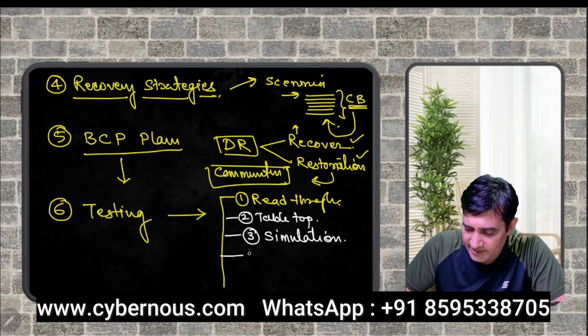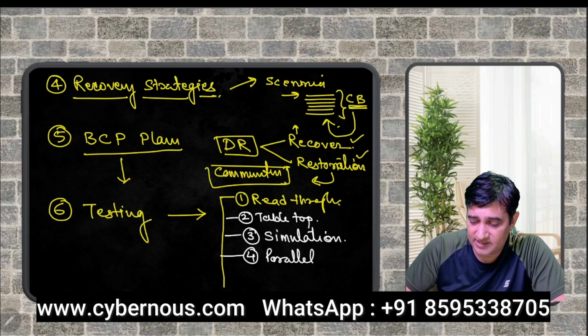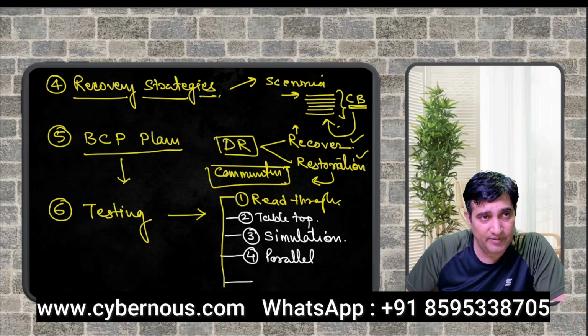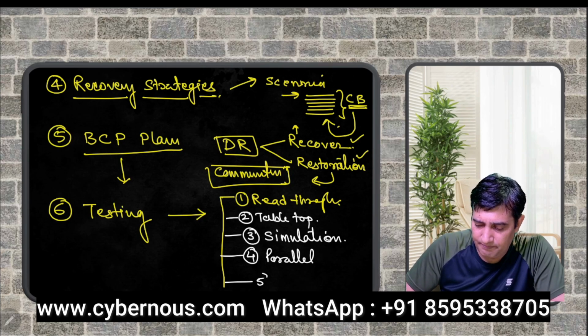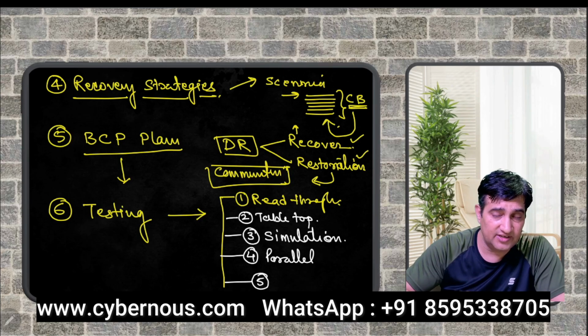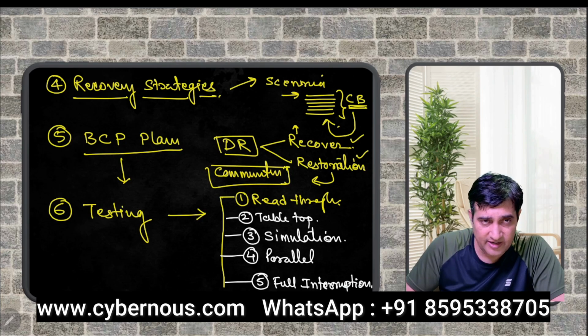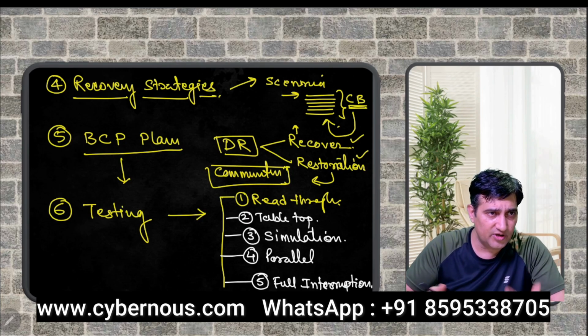Then the next one is also called parallel testing. In the parallel interruption test, one site at a time, be it main or standby, we test at once. So obviously there's going to be some impact, but not that big. And the most effective testing for a business continuity plan is a full interruption test, right? But that's a very risky affair, because your entire business may go down.